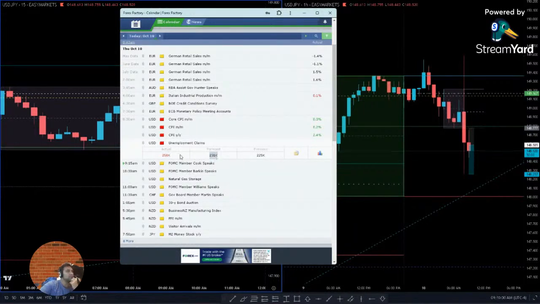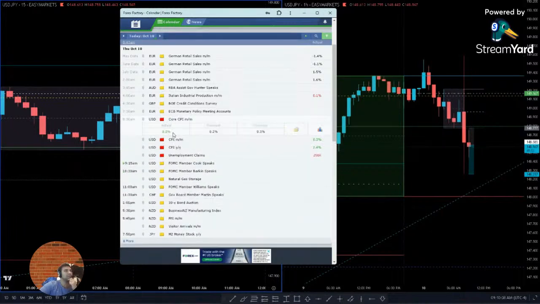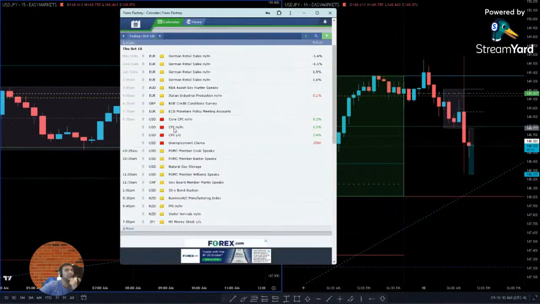So this means that the unemployment is being increased. So the core CPI, which eliminates certain energy products, and CPI monthly and yearly, they got improved. So it shows that the dollar is getting strong as well as getting weak.